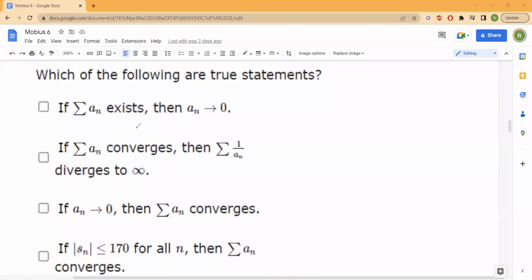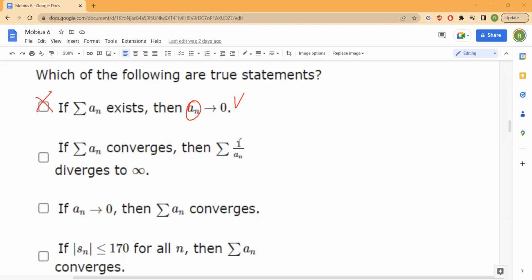If the limit of an exists, then an approaches 0, and that is true. As we discussed before, if your series converges, then you know that the term you're adding consistently has to approach 0. Because if you're not consistently adding 0, then your sum is going to become bigger and bigger and therefore can't converge. So this one would be true.